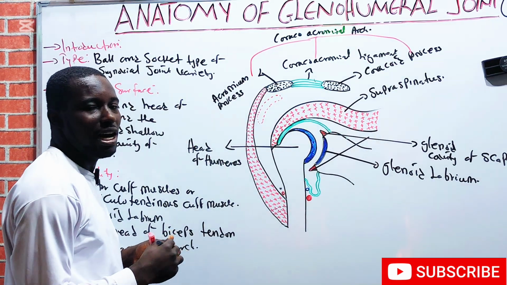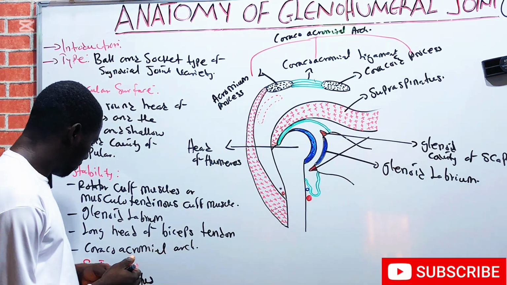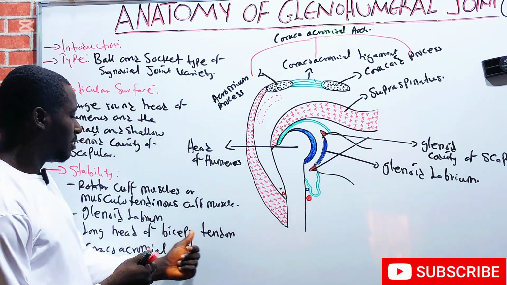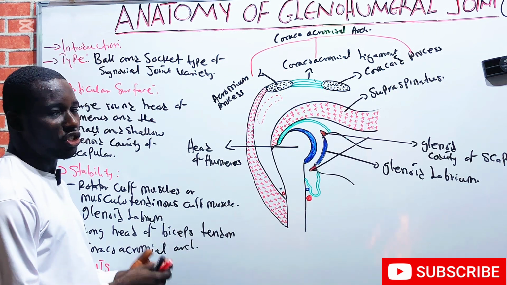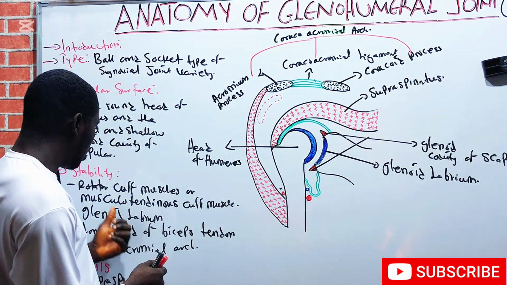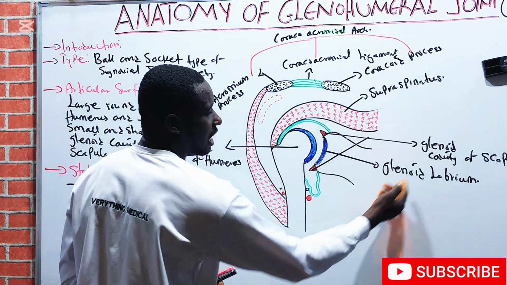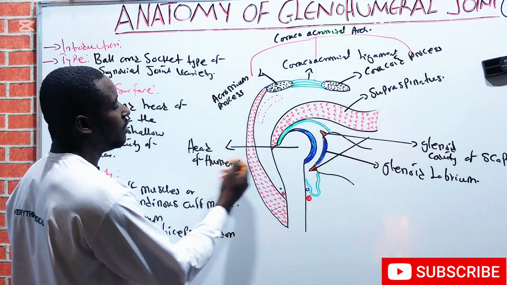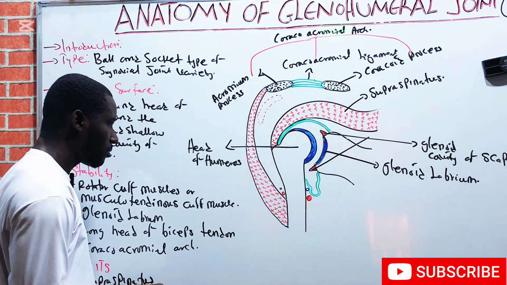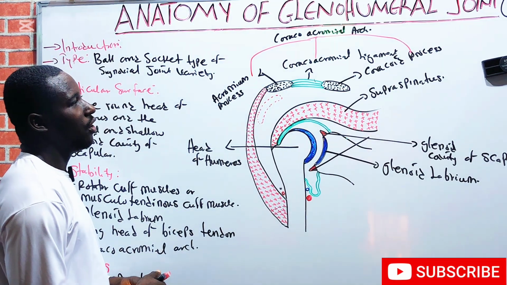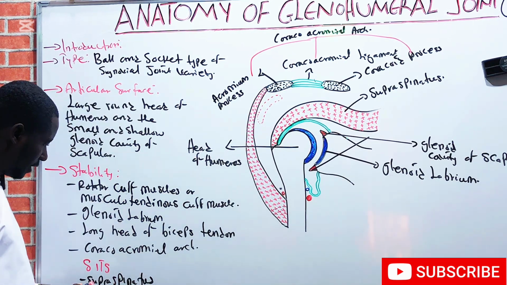Forms the coracoacromial arch. Now the long head of the bicep tendon is also a tendon that helps the shoulder joint maintain its stability. The glenoid labrum, as we all know, is a fibrocartilaginous ring that deepens the glenoid cavity of the scapula so that the head of the humerus can be placed accurately on the glenoid cavity. That is all about the stability of the shoulder joint.